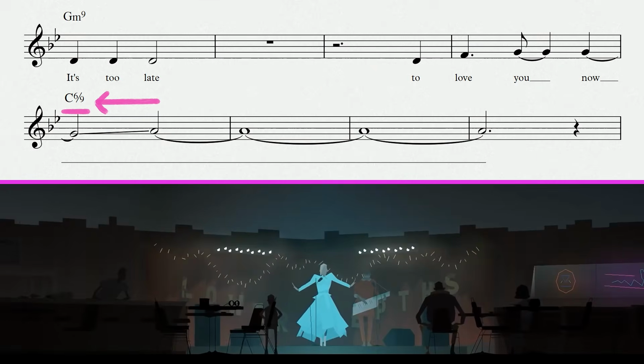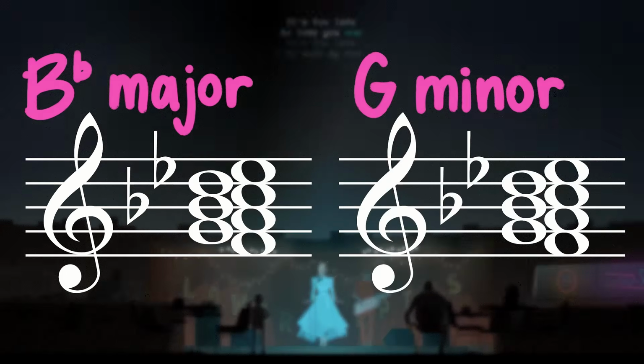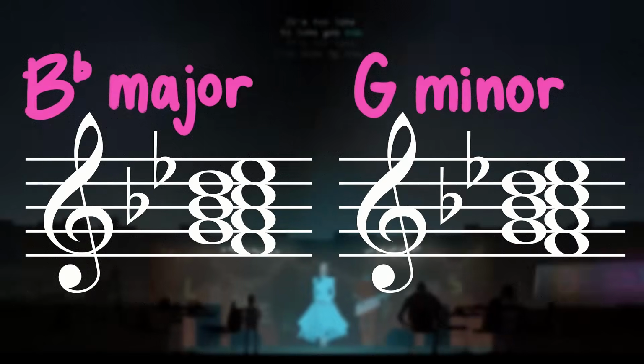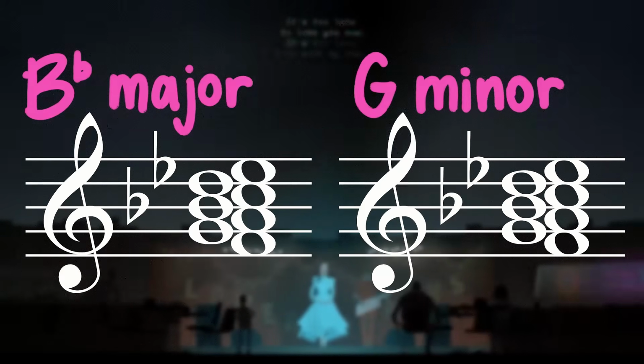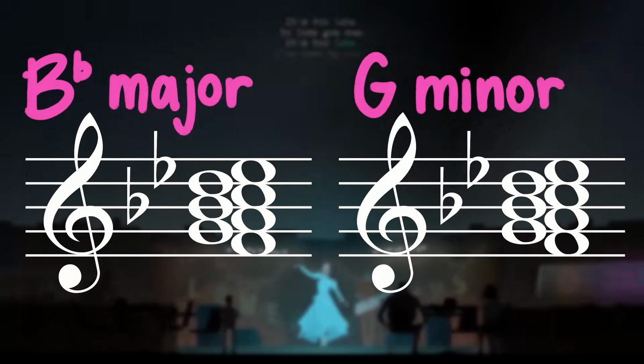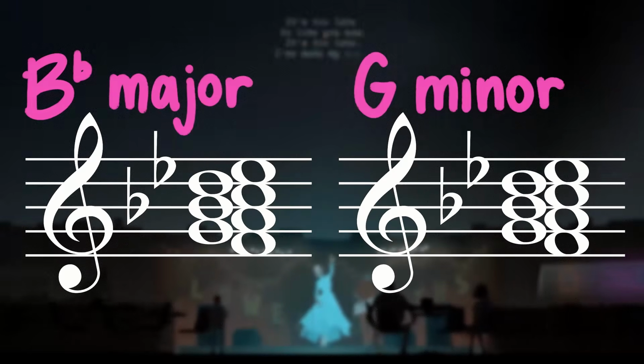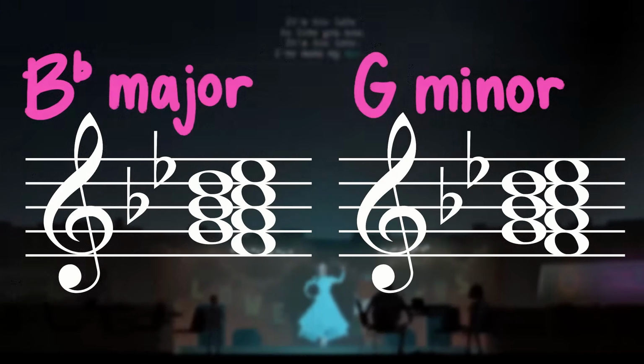This C chord is a genius way to keep the song tonally ambiguous. See, every major key shares the same pool of notes with its relative minor key, like B-flat major and G minor. So you'll see a lot of songs create tonal ambiguity by riding the line between a major key and its relative minor, making it unclear which of the two is the definitive home key.